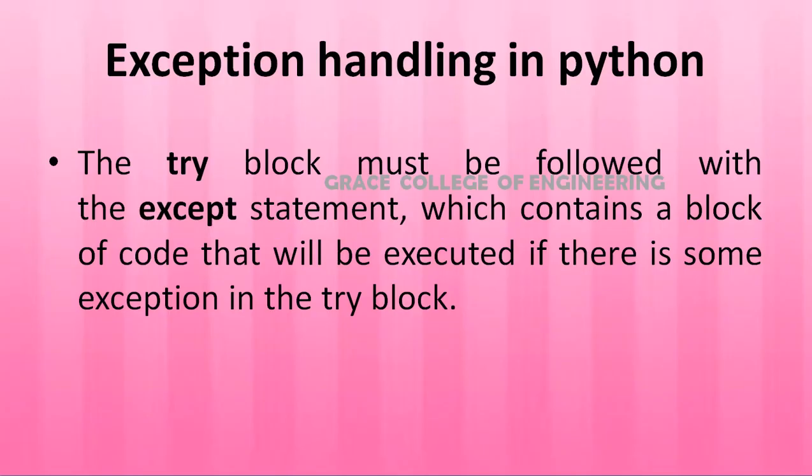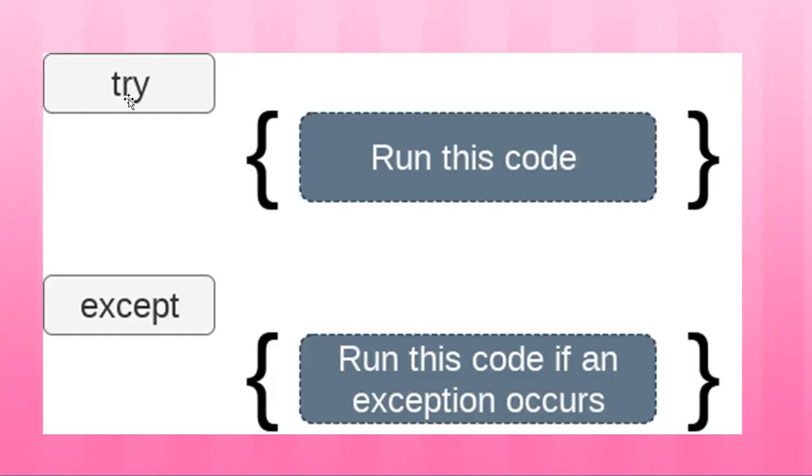First, let's see what is that exception and how to handle exceptions. That is a try block will be there. Try block must be followed by except statement. If the try block is not executed properly, it will move to the except part. So that is a try. It will run this code. If it is not run, it will move to the except. This statement will be executed.